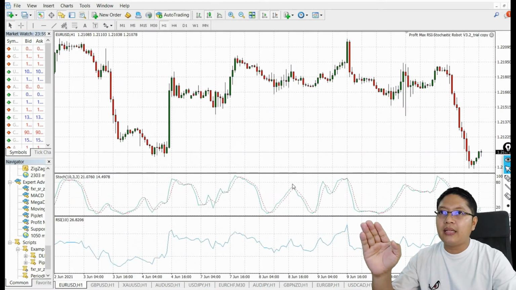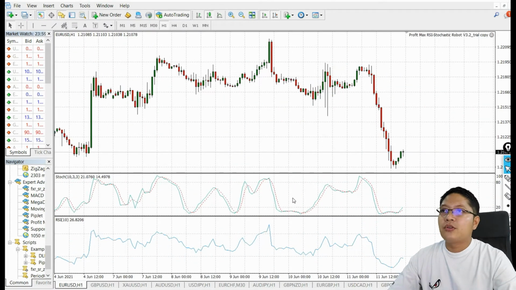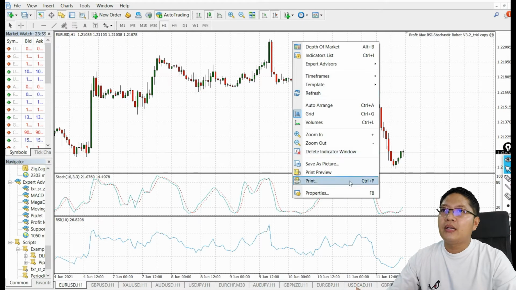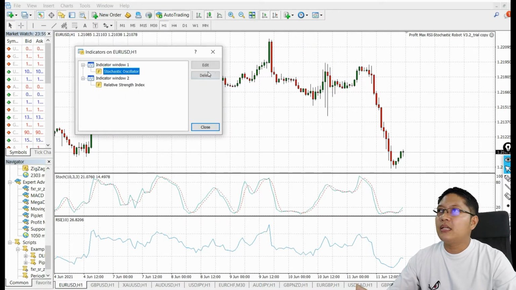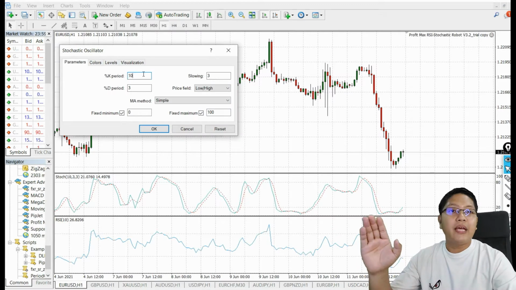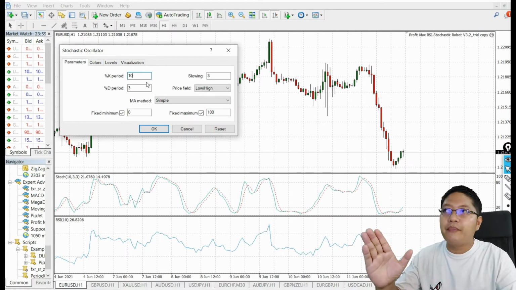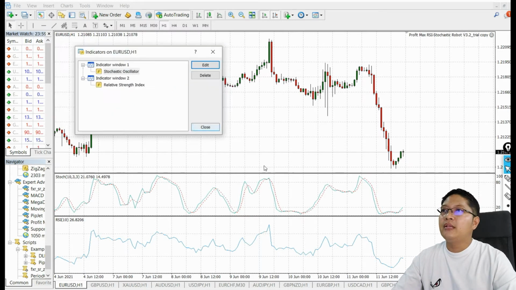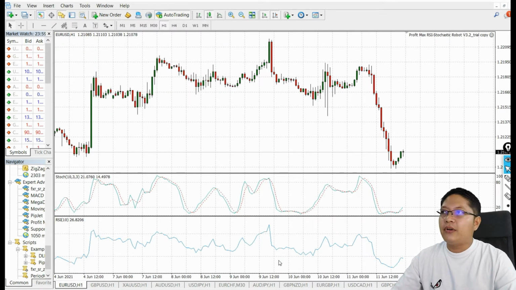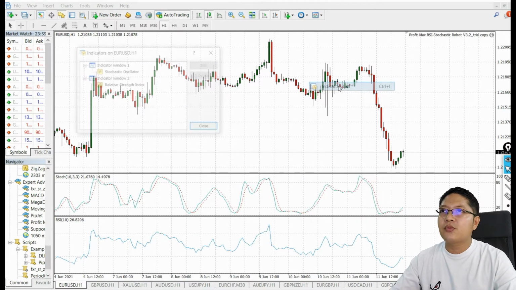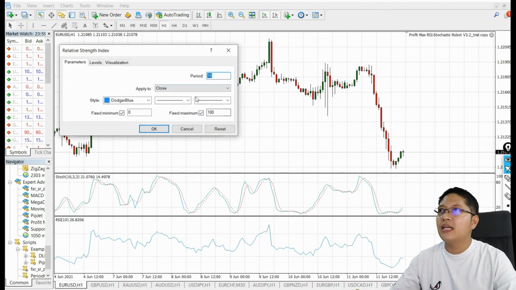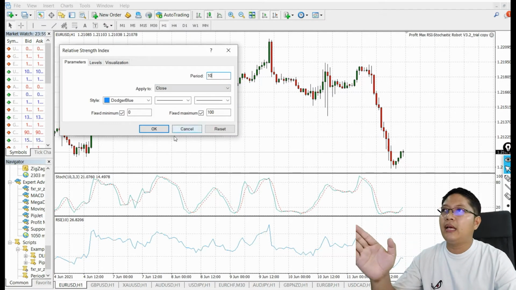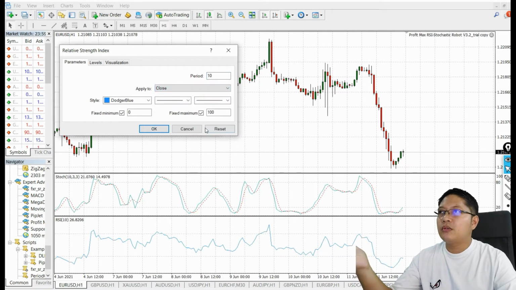So what are the best settings that we have used? For the best settings, you can see that here. You can use period 10. This is just a suggestion as well, but normally I'm using a %K period of 10, a %D period of 3, and slowing of 3 as well. So that's what we have. After you set that, and your RSI as well, if you want to know the settings, you just use period 10 and apply to close. So that's it.